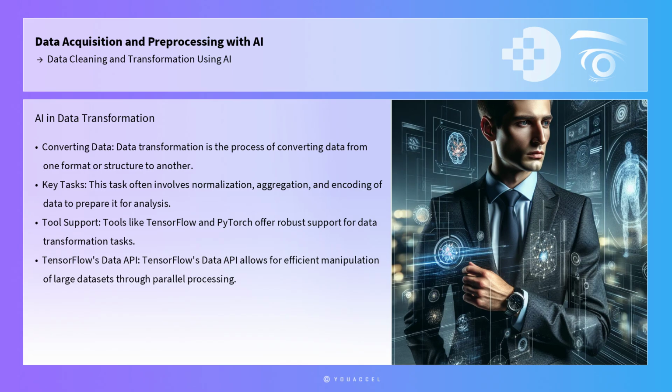Data transformation, the process of converting data from one format or structure to another, is another area where AI can be employed effectively. This task often involves normalization, aggregation, and encoding of data to prepare it for analysis. Tools like TensorFlow and PyTorch, primarily known for their machine learning capabilities, also offer robust support for data transformation tasks. TensorFlow's Data API, for example, allows for the efficient manipulation of large datasets through parallel processing, which is essential for scaling data transformation operations.